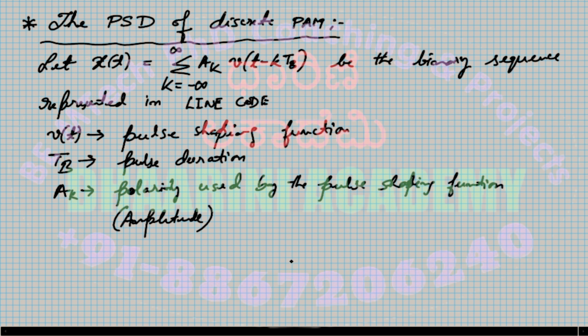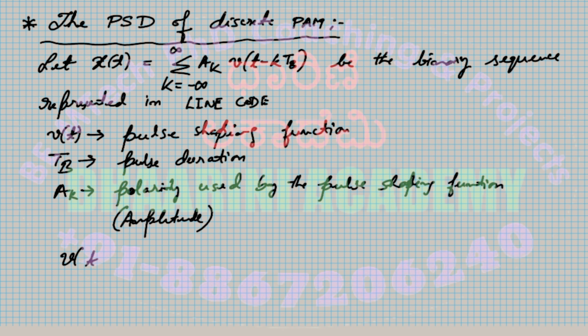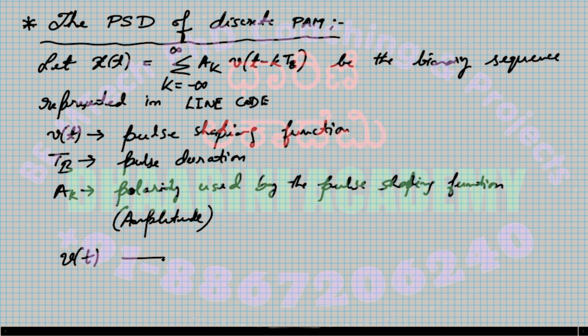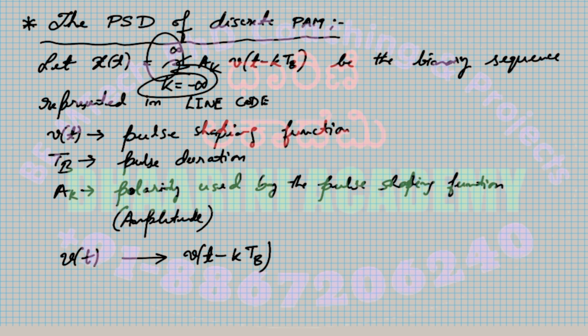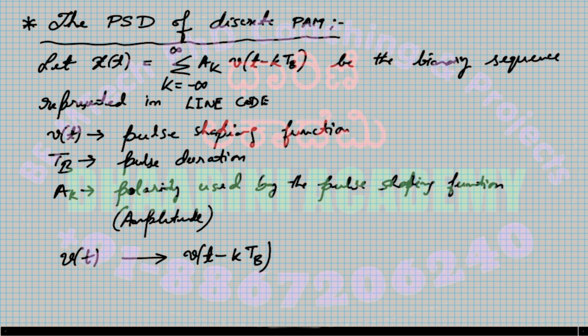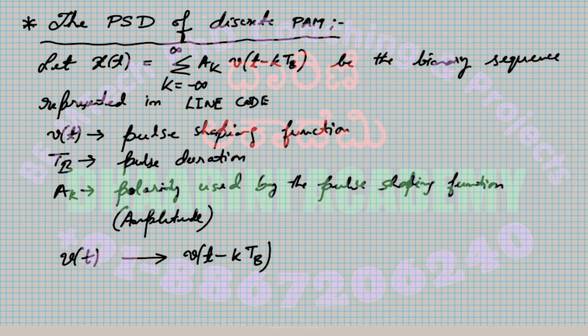Now you can see v of t is what we have defined, the pulse shaping function. But you see, I don't have v of t as it is in the given equation. It is not simply v of t, it is v of t minus k times T_b, and k varies from minus infinity to infinity in the given equation. So what do you call that operation, converting v of t into v of t minus k times T_b?